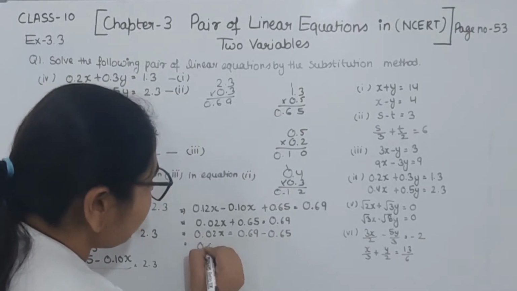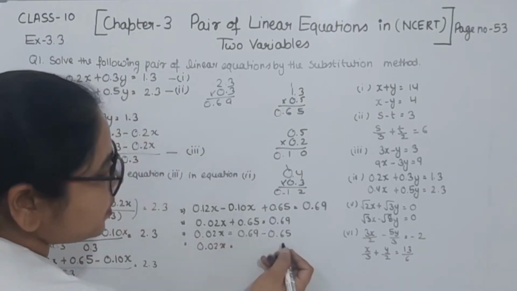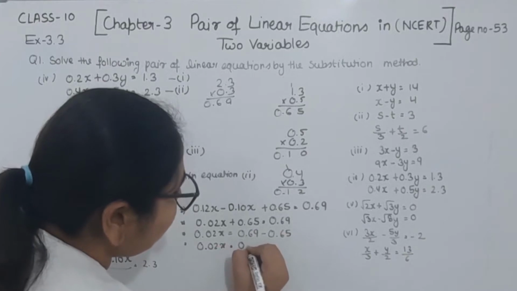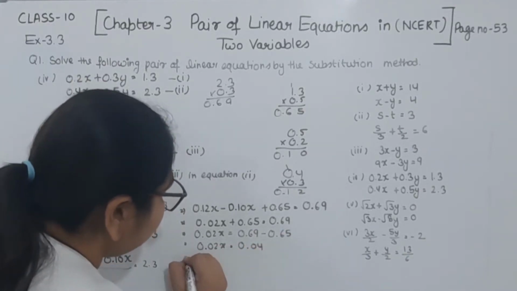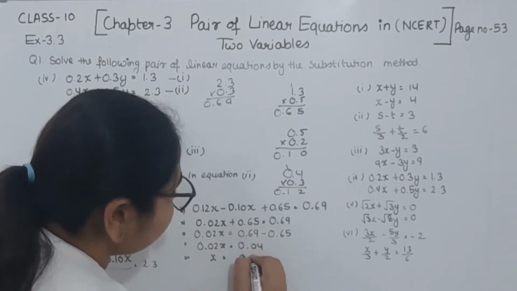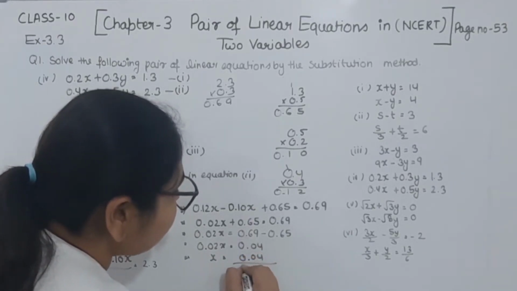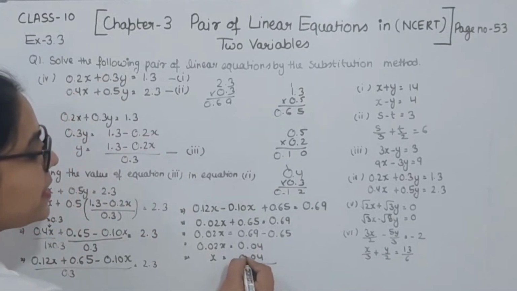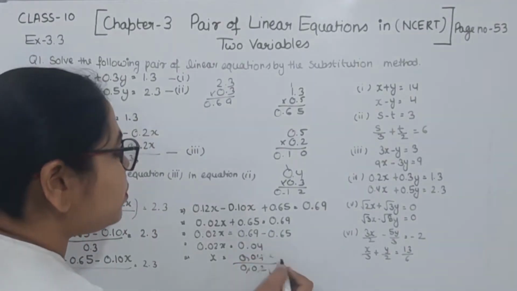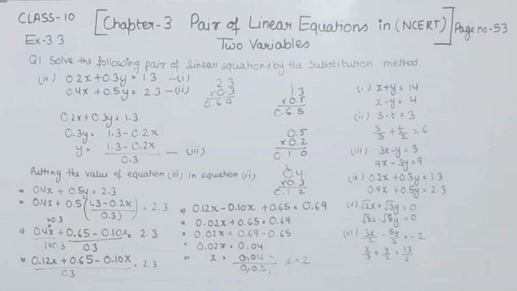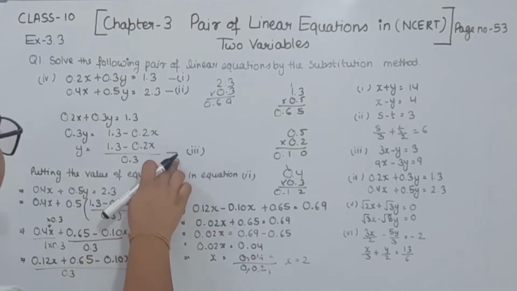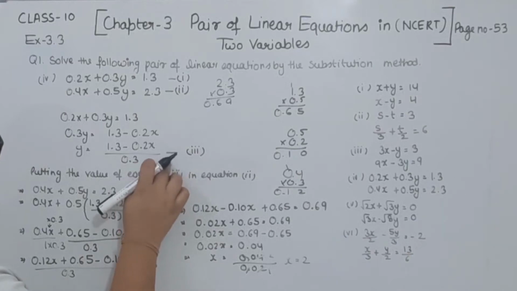Now we will have 0.02x equal to, we have to subtract this one, so we will have 0.04 as the remainder. Now we have x equal to 0.04 over 0.02. So decimal will cancel from decimal. Now we have 2 1s are 2, 2 2s are 4. So the value of x is equal to 2. Now we have to put this value in equation number 3. So this is equation number 3. Now we are going to put the value in this one.